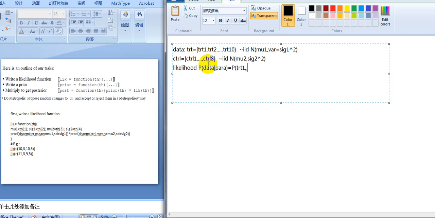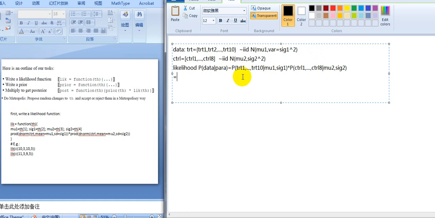First part is about the treatment given mu1 and sigma 1, times the second part, which is the control. Right, that's the likelihood. Now again, we can write down each part.